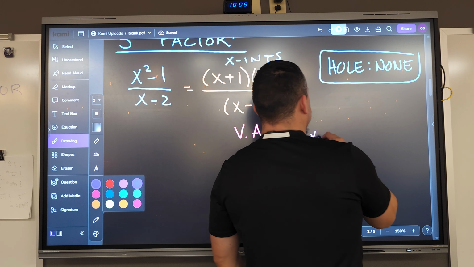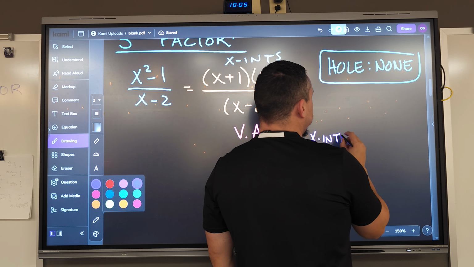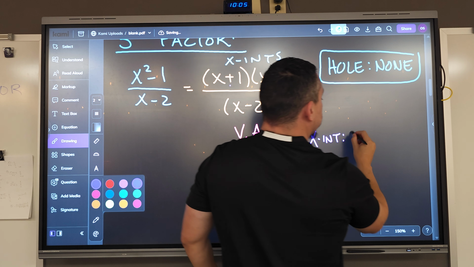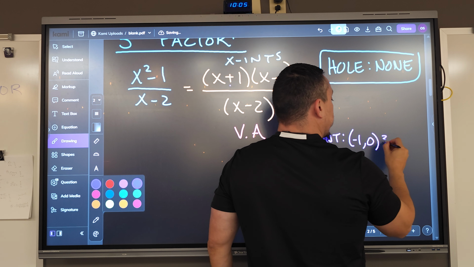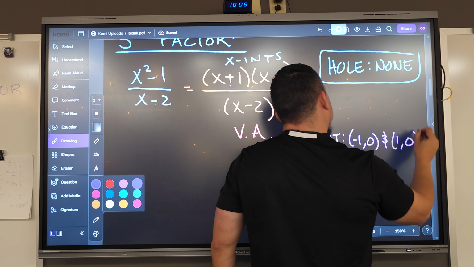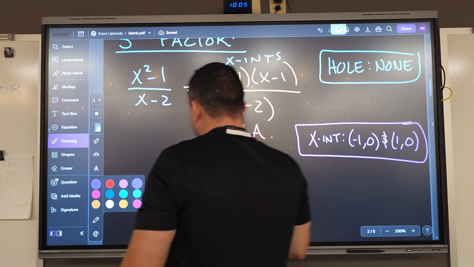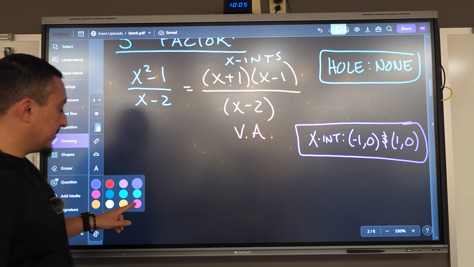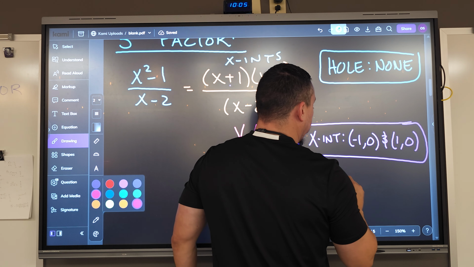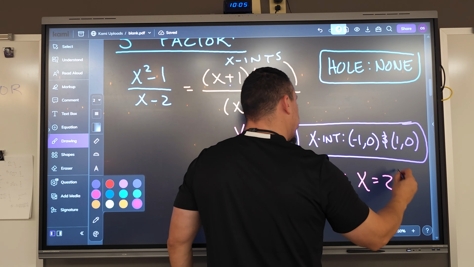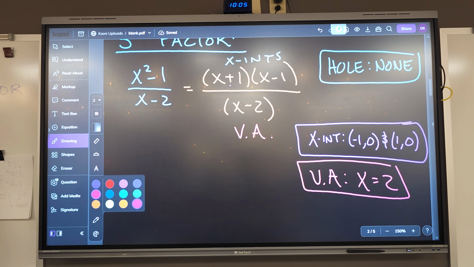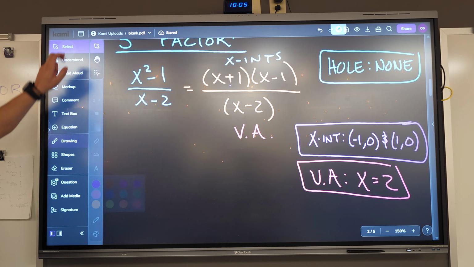So my x-intercepts come from solving both of those factors, so the opposites of those. So the y is always 0. Okay. And then the vertical asymptote is the bottom. If I solve that, it's x equals 2. Remember, the vertical asymptote is not a point, so it's an equation. So therefore, it has to be x equals 2, not a point.